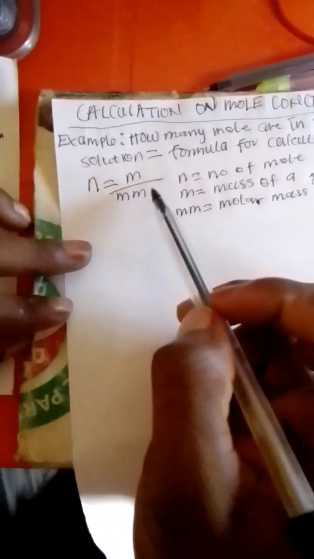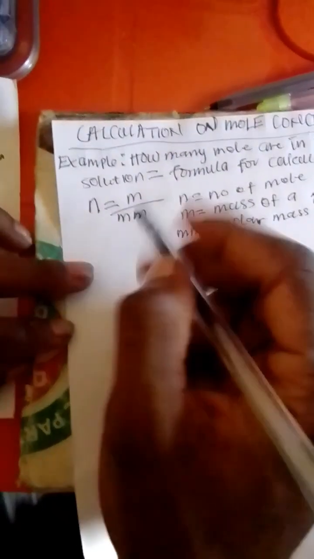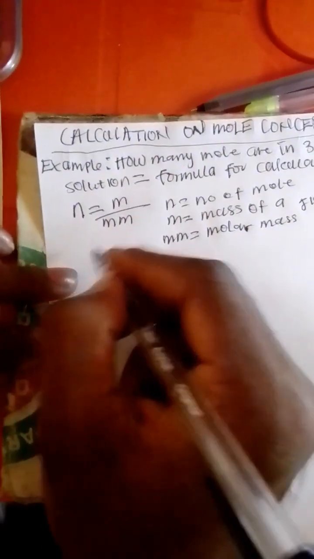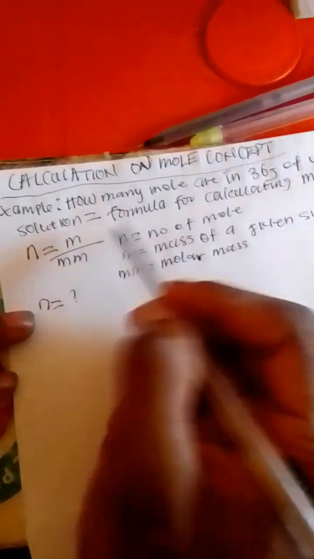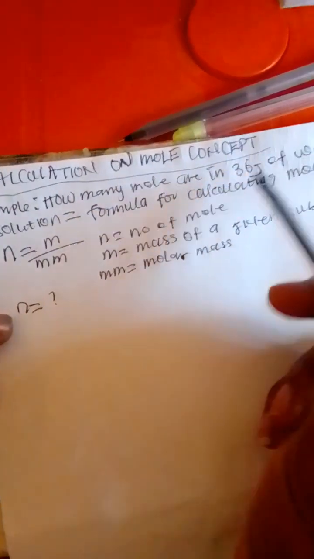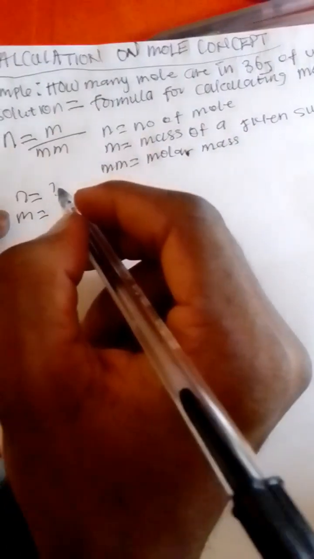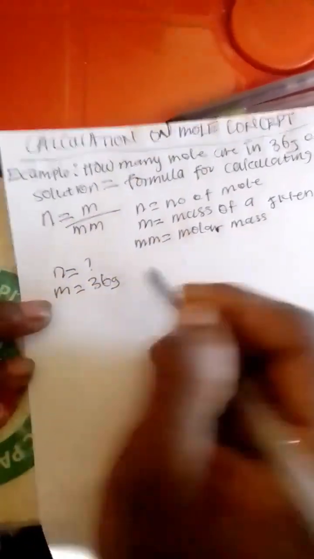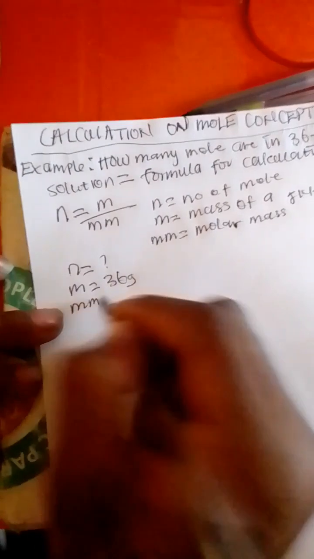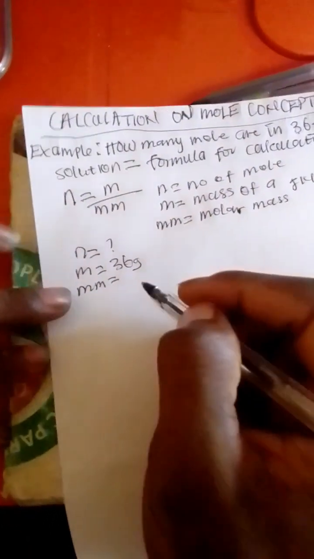So through this formula, let's check the given parameters. We have to find the number of moles, so n is not given. Mass, 36 gram, that is the mass, m, is 36 gram. And molar mass is not given. So we have to calculate the molar mass of water.